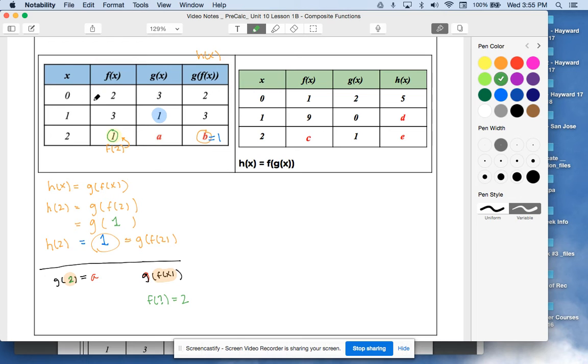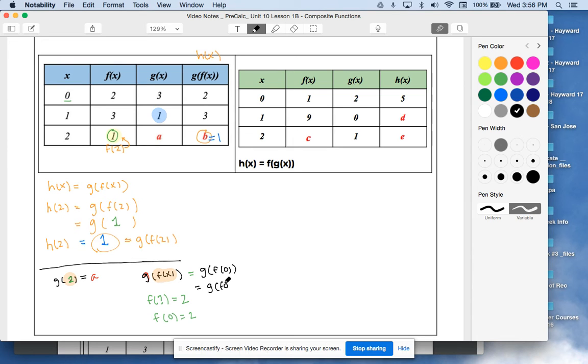So we look in here on our table and we can see that the output value for 2 right here occurs when the input is 0. Okay, so we can say here f of 0 equals 2. All right, so here we can now write this as g of f of 0. So g of f of 0 is now the same thing to figure out g of 2. So let me rewrite that over here.